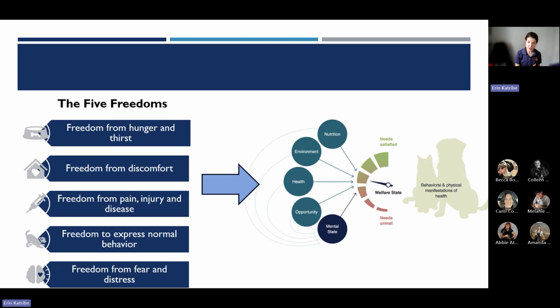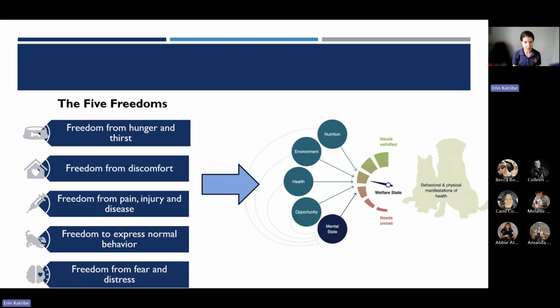Freedom to express normal behavior is included, but we've shifted to this 5 domains model that really looks at provision of positive needs, positive welfare states in order to achieve that. So going from just avoiding the bad to actually providing the good, right? And all of these different domains, nutrition, environment, health, opportunity, or provision of choice, lead to that positive mental state, that positive welfare state when we're able to satisfy all of those needs. And that is what provides that behavioral and physical manifestations of health for our shelter pets.